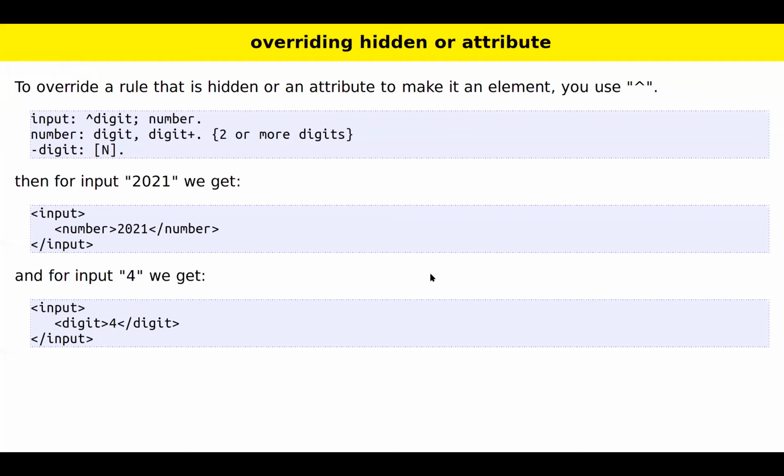To override a rule that's hidden or an attribute, to make it into an element, you use a circumflex like that. So for instance, in this example, my input is either a digit or a number, where a number is 2 or more digits. Digit by default is hidden, but in the top line, I've made it an element. So if I give it input 2021, we get input number, and if I give it input 4, we get input digit. So you can overrule or override the default action of a rule by making it an element.